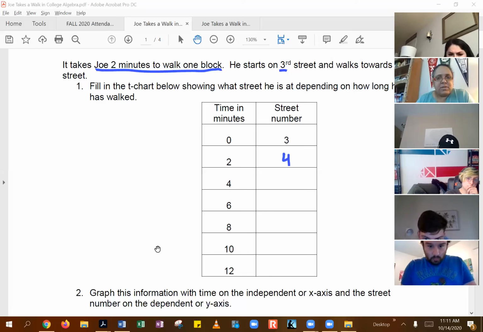Okay, so let's see, at 2 minutes, he's on street number 4. At 4 minutes, that's 6. At 6 minutes, that's 8. 8 to 10, 10 to 12, 12 to 14. So let me see what the rest of you are coming up with.